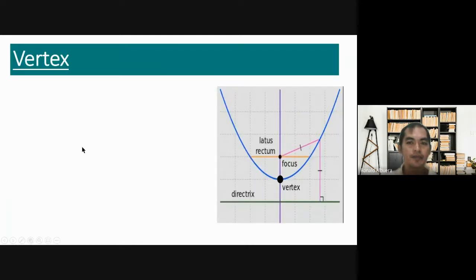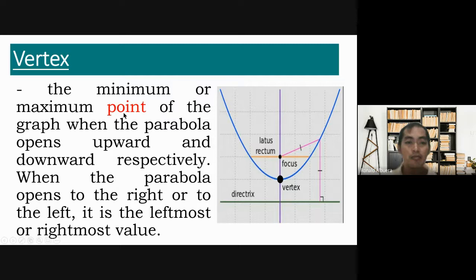Okay, let's discuss one by one. Pag sinabing vertex, it's the minimum or maximum point of the graph when the parabola opens upward and downward respectively. So this is the vertex. Pag sinabing minimum, naka-open siyang upward. Pag sinabing maximum, ang graph naka-open downward.